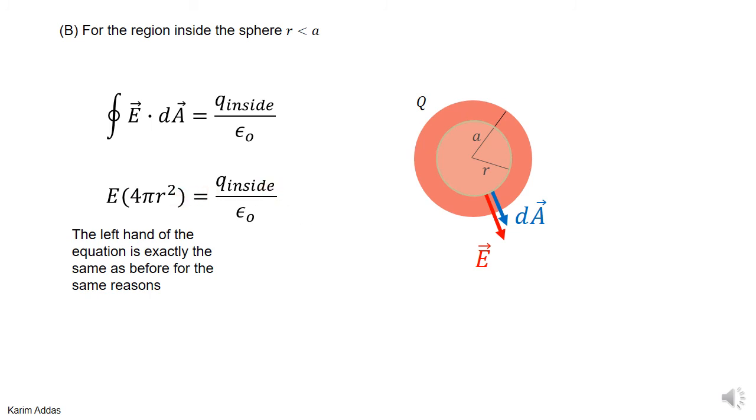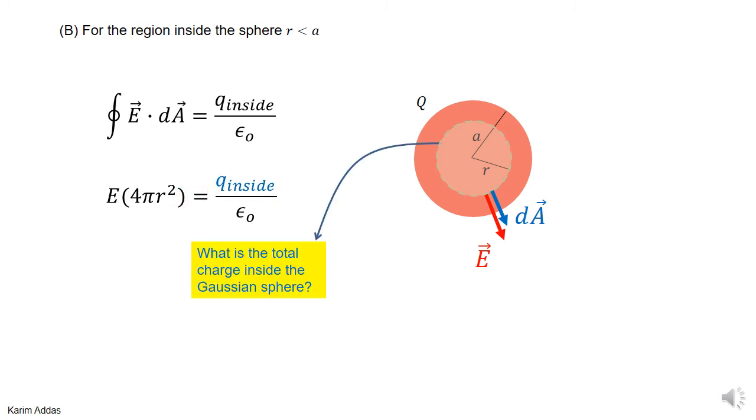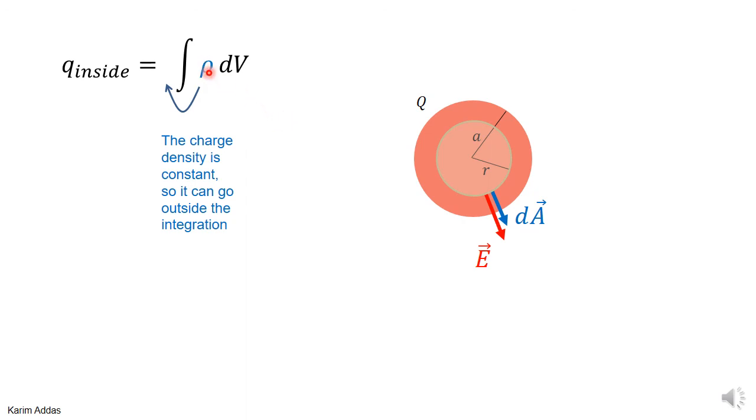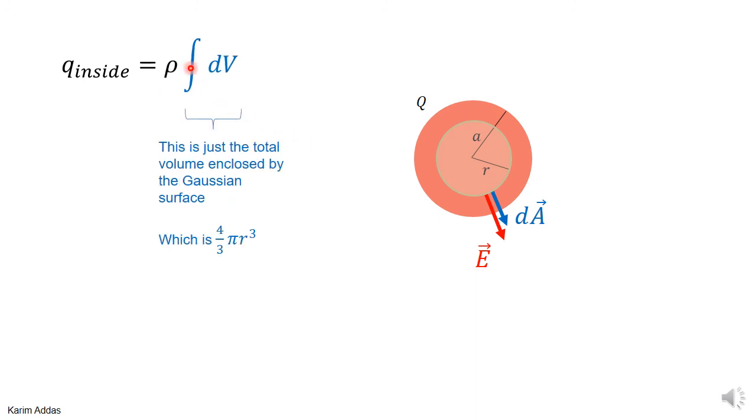Now the question is, what is Q inside? What is the total charge inside this dotted Gaussian sphere? The most general way to write down the charge inside any volume is integration of rho dV. In our problem, rho is a constant. The charge is uniformly distributed, so rho is constant. So I can take rho outside of the integration. That means you're left with integration of dV. What's integration of dV? It's the total volume of the Gaussian sphere, which is 4 over 3 pi r cubed.